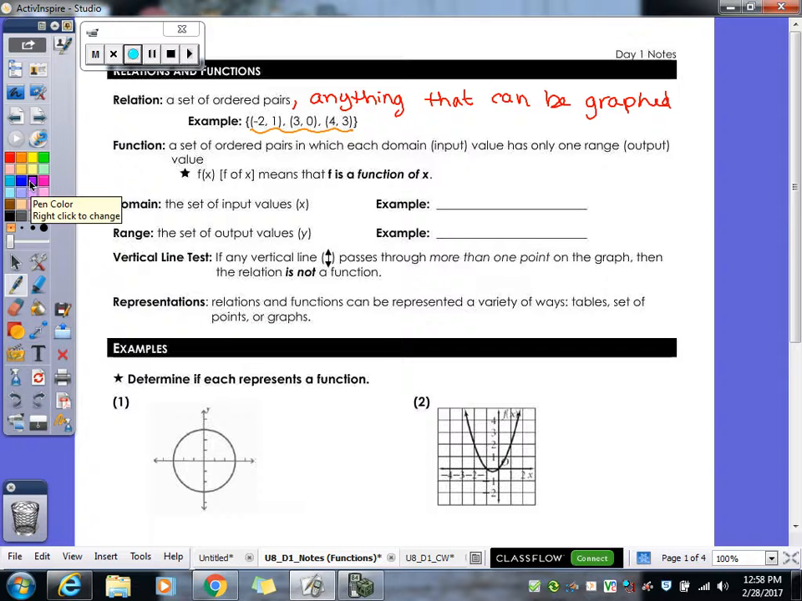So a more specific one is a function. A function is a set of ordered pairs in which the domain, which we also refer to as your input values, has only one range to go with it. So the way we usually shorten that definition down is we say that the x's do not repeat. If your x values repeat, that means there's more than one y value that goes with it. So you can't have that. Your x's cannot repeat.